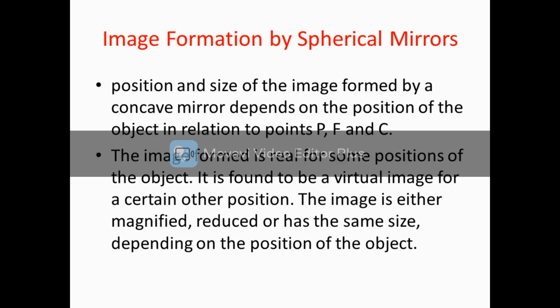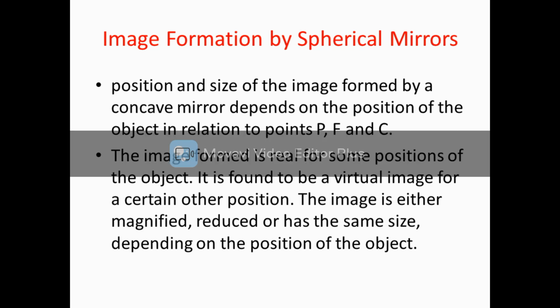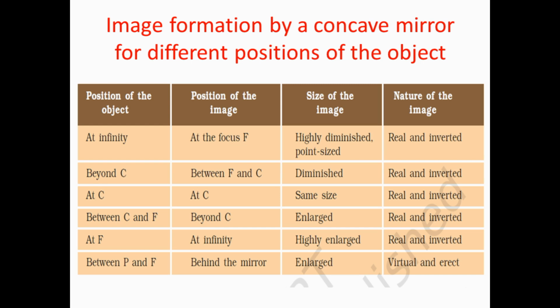When the image is formed, it is real at some positions and virtual at certain other positions, and the image may be magnified or reduced in size. It depends upon the position, so the position of the image is very important. In this table, we learn about different positions of an object and the image formation by a concave mirror. Now we take a concave mirror. The position of the object will be at infinity.